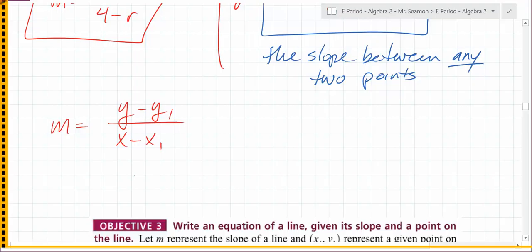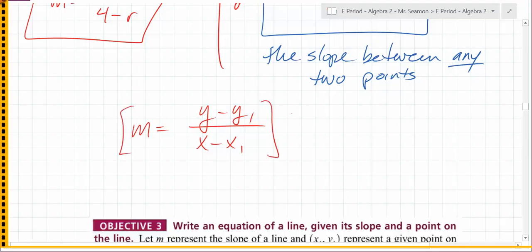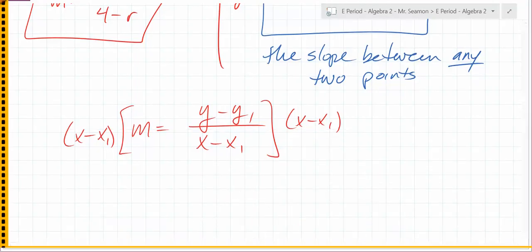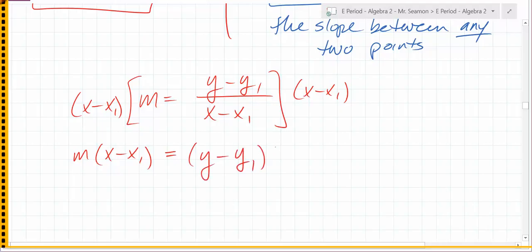Minus x1. If I want to get rid of a denominator from one side, what do I multiply both sides by? Hold on, Nick. What do I multiply both sides by? If I want to get rid of the denominator, what do I multiply both sides by? The denominator, exactly, right? So what's the denominator we want to multiply both sides by? x minus x1. And x minus what? x1, exactly. So if I do that, what happens to the denominator on the right? It cancels out. So you're left with m times x minus x1 is equal to, what is it? y minus y1 times what?